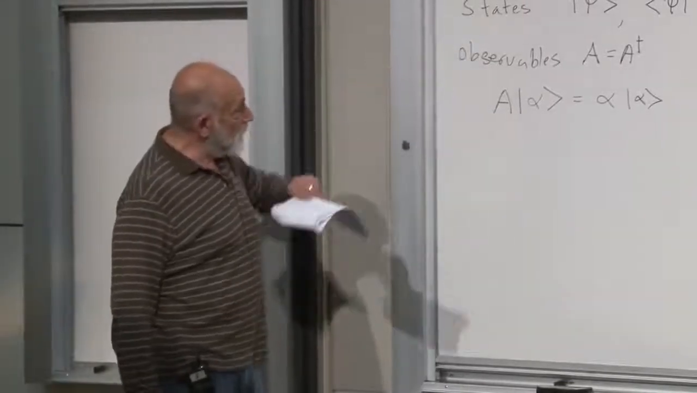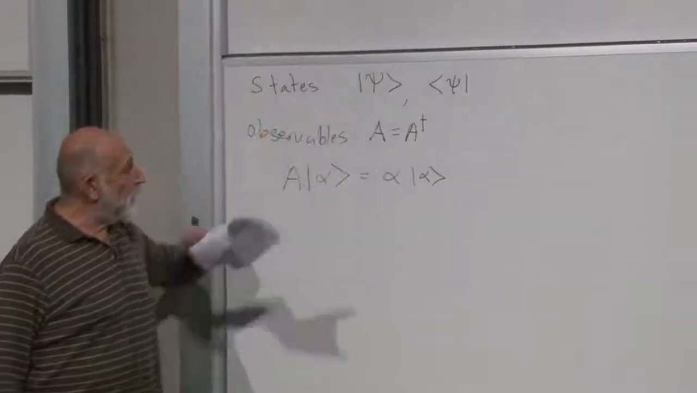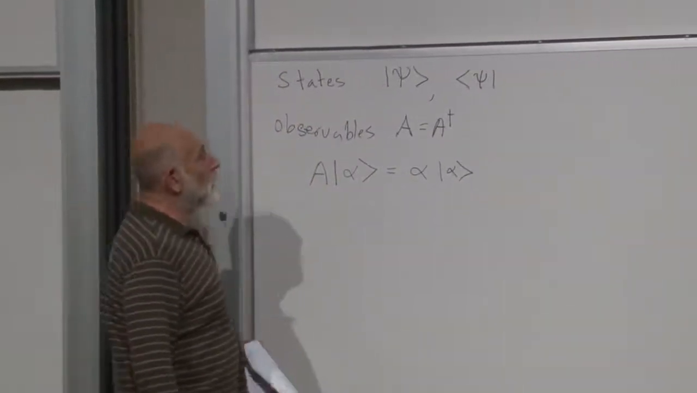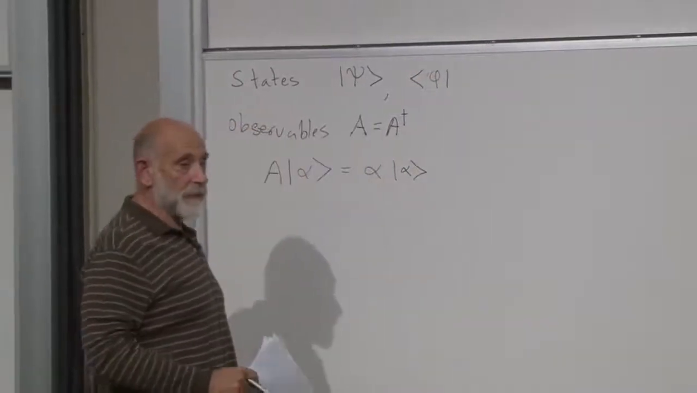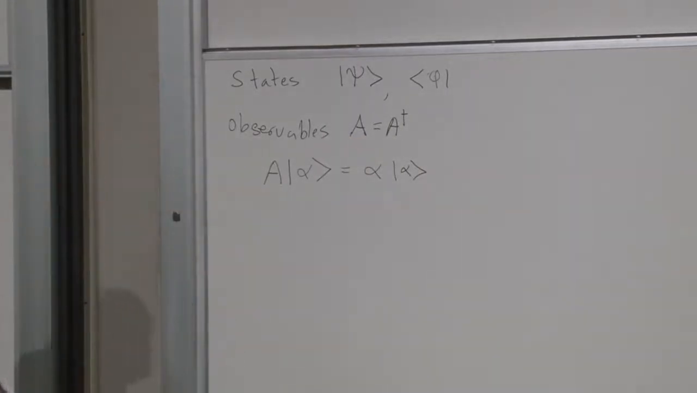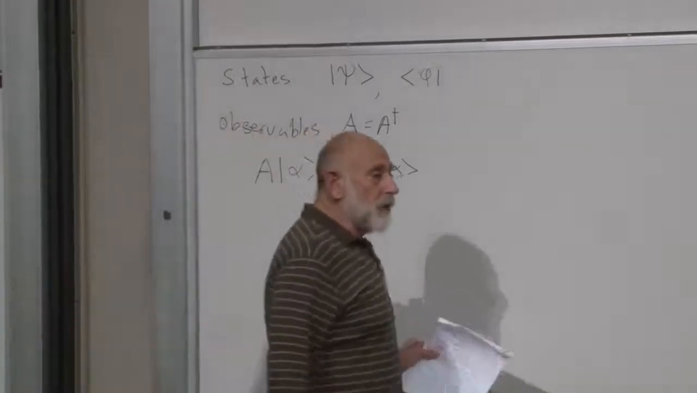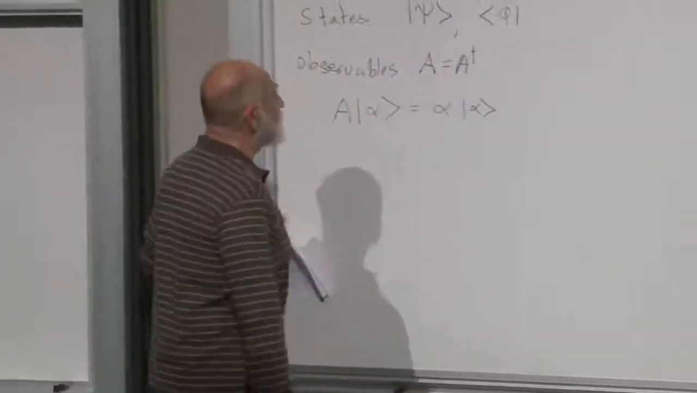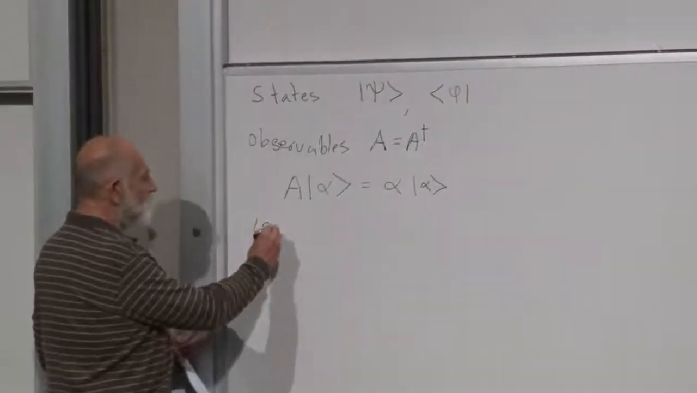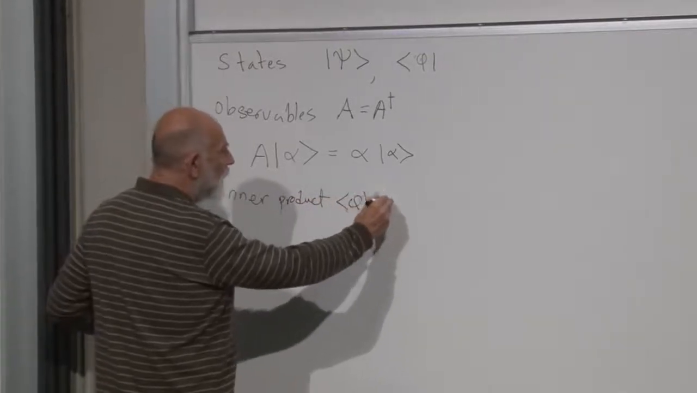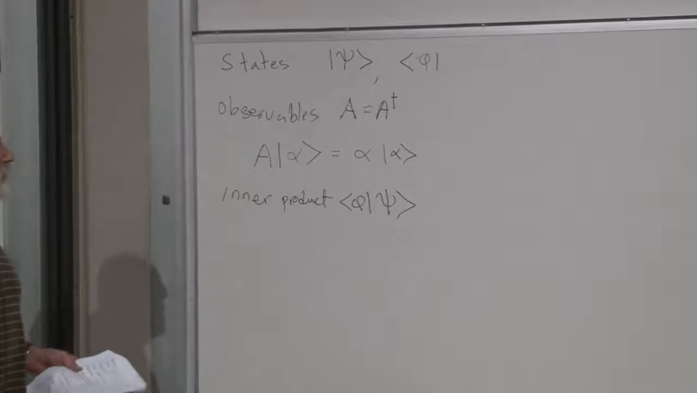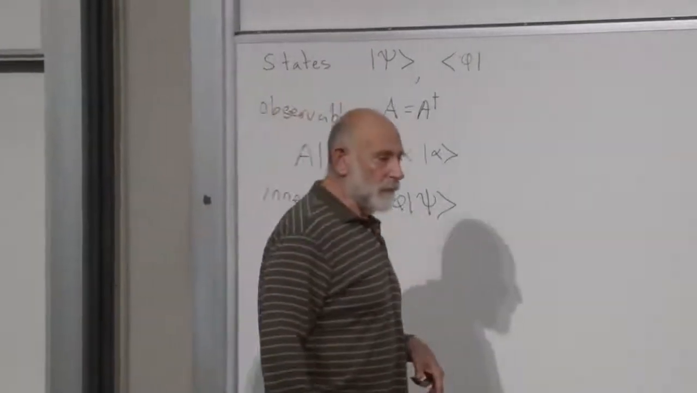One point that I need to emphasize. For every bra and every ket, let's call the bra phi. It is not necessarily the particular bra that goes together with the ket psi. For every pair like that, there is an inner product. There is a number. That number is, in general, a complex number, and it is represented as the inner product. And it's a number. It's a number for every pair of vectors.